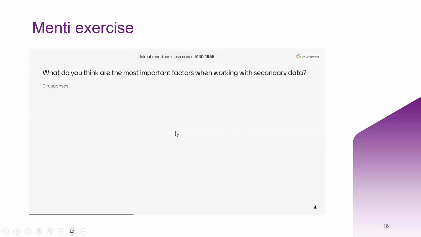Now, another Mentimeter question, so you don't just keep hearing me talking and talking and talking. What do you think are the most important factors when working with secondary data? We know a couple of you are already working with secondary data, but even for those that are creating primary data, put yourself in the shoes of a secondary researcher. What would you expect to get?